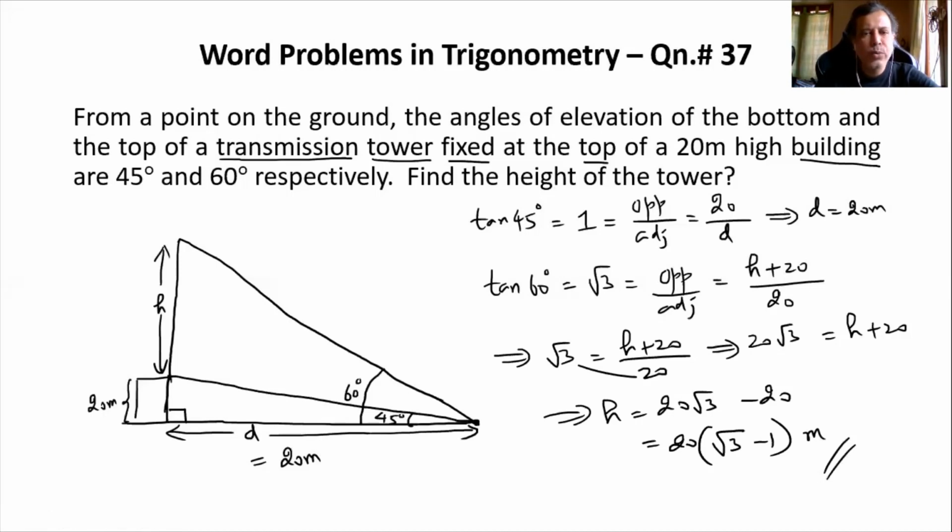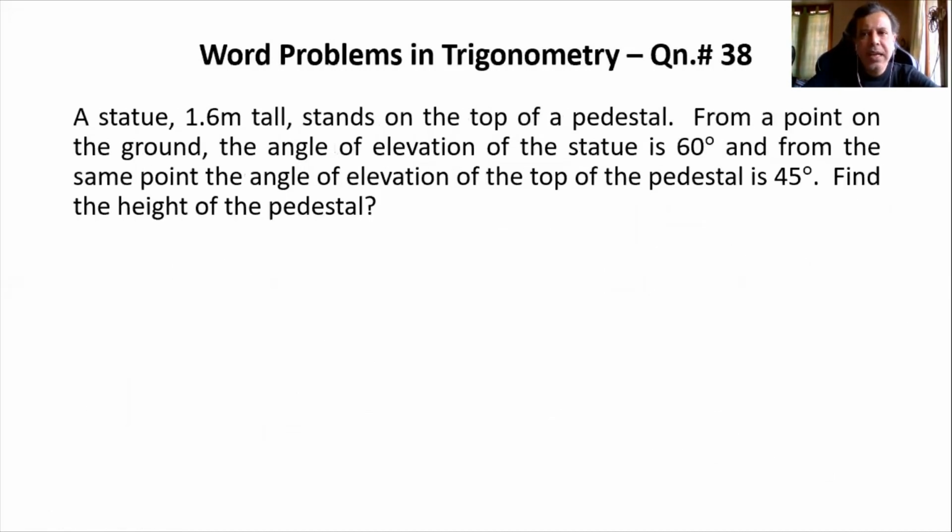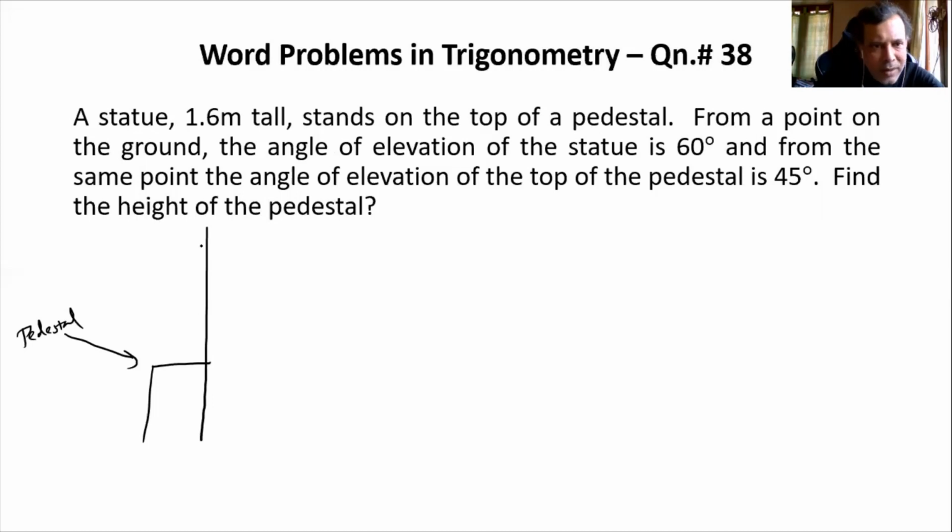Let's further move on to the next one. Question number 38. Let me read the question. A statue 1.6 meter tall stands on the top of a pedestal. That means there is a pedestal. Let me draw like this. This is the pedestal. A statue 1.6 meter tall. That means this is the statue, and this is 1.6 meters.